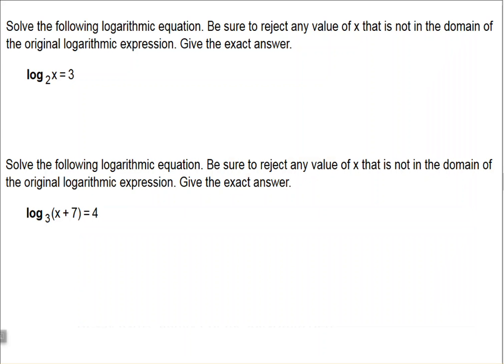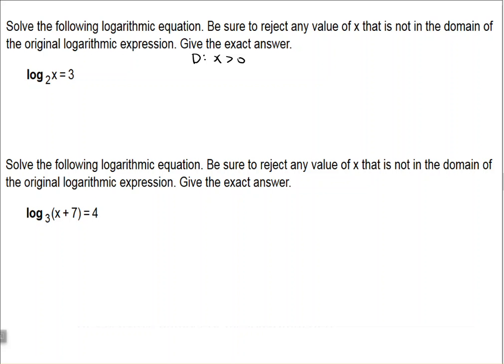Give the exact answer. Since I just have log base 2 of x, I know that my domain for this logarithm is simply x has to be greater than 0, has to be positive. So when I find my solution, I just need to make sure that it's greater than 0.